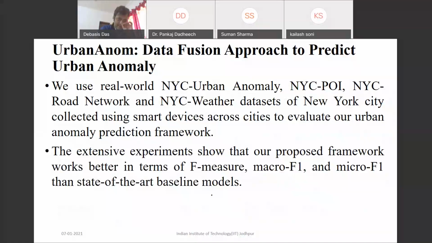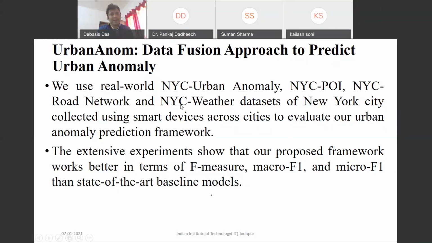Okay, and here, data collection. We are not using anything very complex. In this case we are using real world data sets, New York City data sets that are available, because we want to use multi-streaming data. The first data set is the NYC urban anomaly data set, which has anomaly related information. NYC POI, point of interest, means things like schools and shopping malls. NYC road network, so road related information is there, road condition.